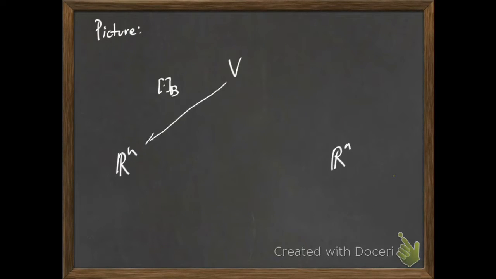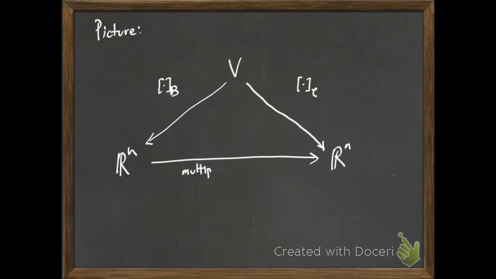So here's the picture. We have this abstract vector space V. We have a basis B and a basis C, which gives us two coordinate mappings, both of them to different copies of Rn. And then we can view this map that translates from one copy of Rn to the other as multiplication by some matrix, and that matrix is the change of basis matrix.